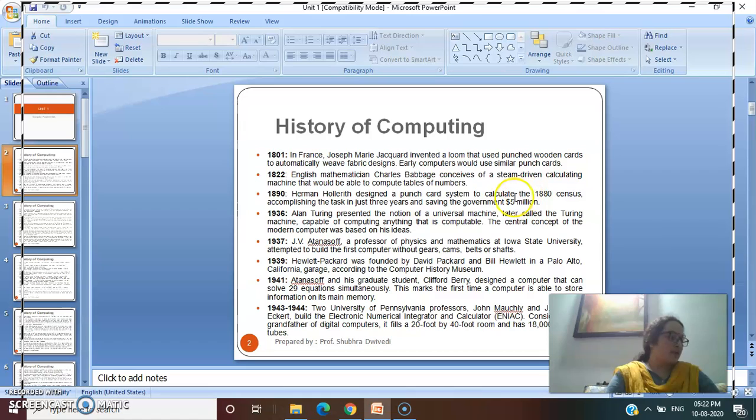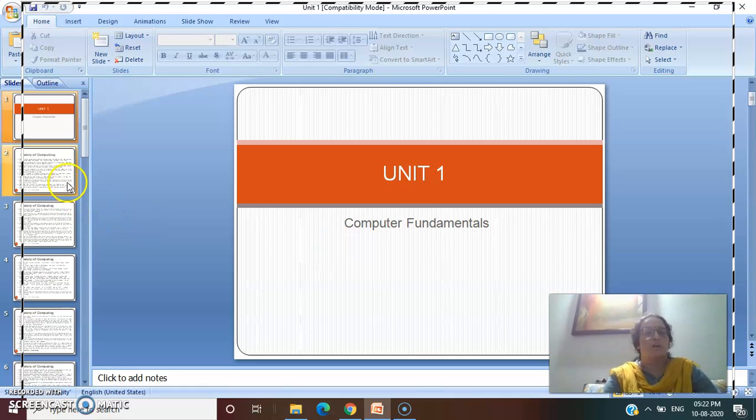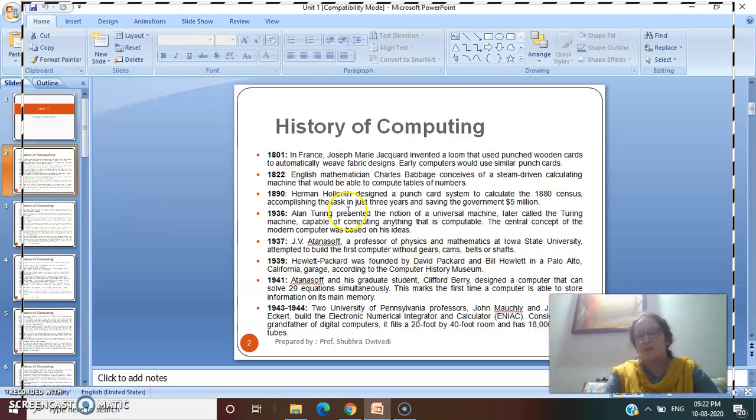So at that time, it was not at all thought that computers were being developed for writing emails, or for internet surfing. These things were not in the minds of the people at that time. They only wanted something so that the whole data can be tabulated. Then in 1801, punched wooden cards were introduced, which were basically used to automatically weave fabric designs.